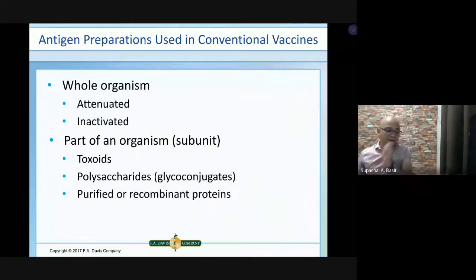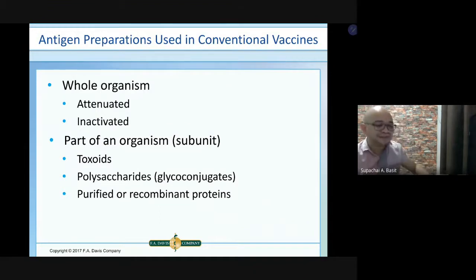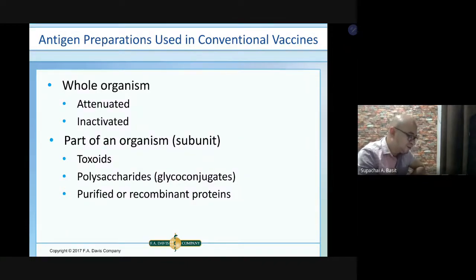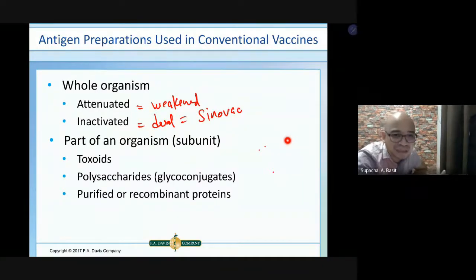Okay, so antigen preparation used in conventional vaccine. The conventional, or the old ones, we are using the entire organisms. The whole organisms could either be attenuated, meaning they are weakened, or inactivated, meaning they are dead. Do you know that Sinovac, the vaccine that we're using for COVID-19, is actually an example of inactivated whole virus.